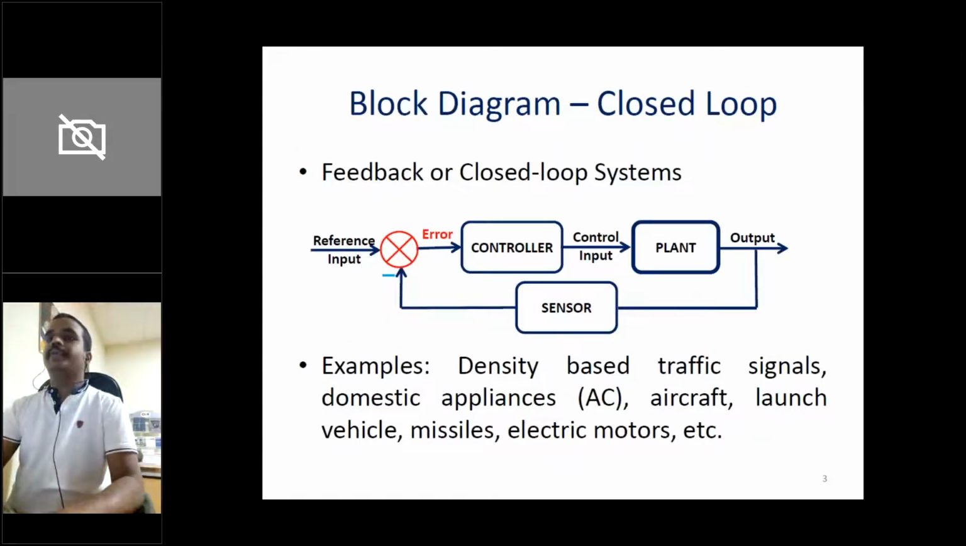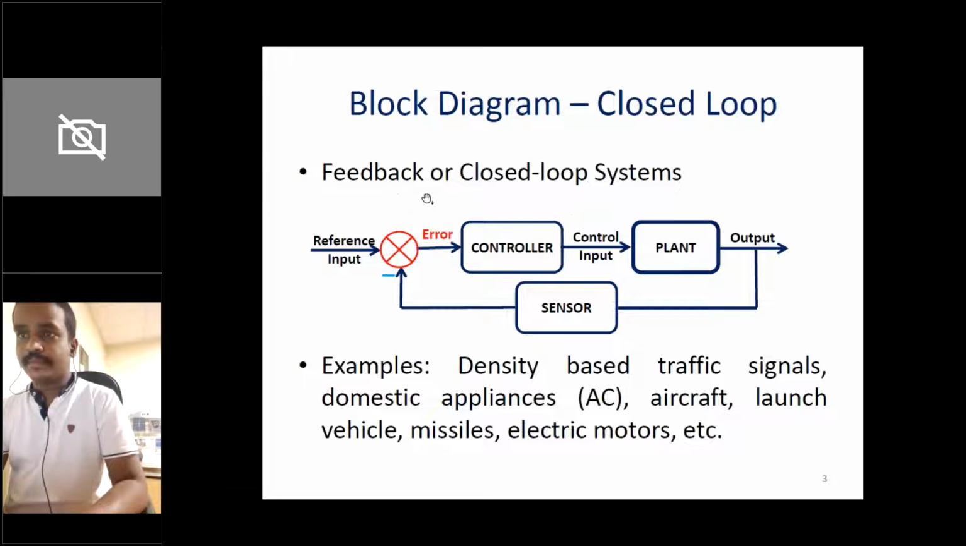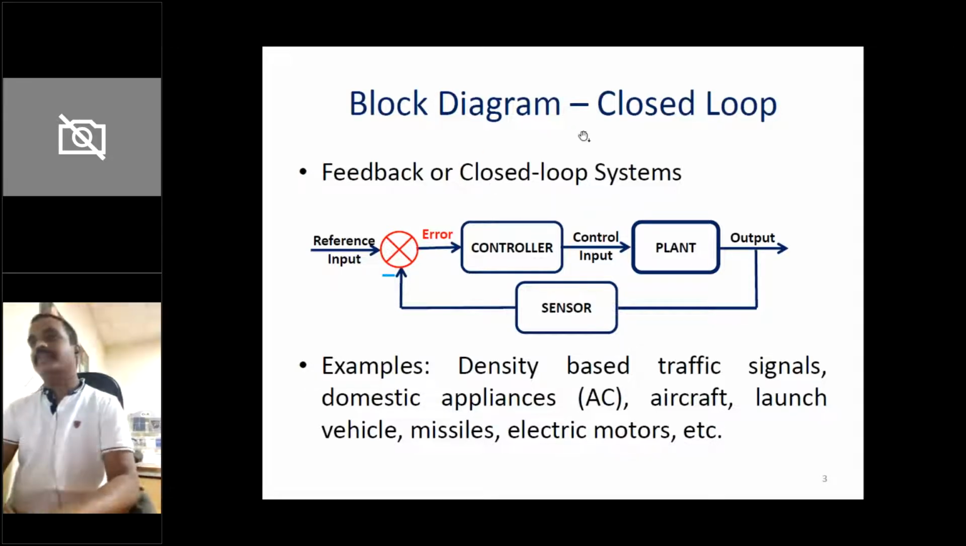Before going to the detailed diagram, this is called a closed loop, or sometimes a feedback or closed loop system. You can see that this is called a feedback loop. In the presence of this feedback loop, we call that kind of system a closed loop system.